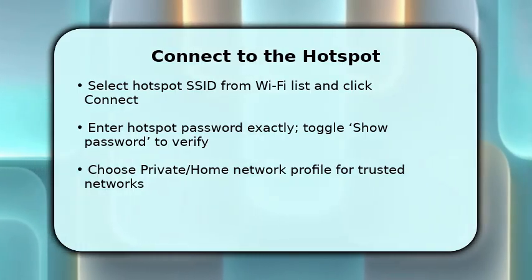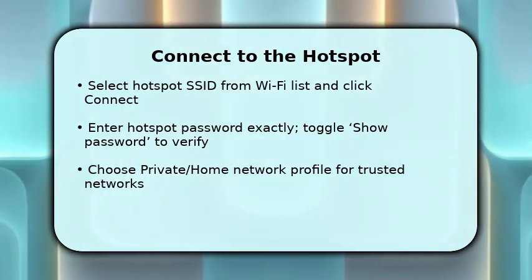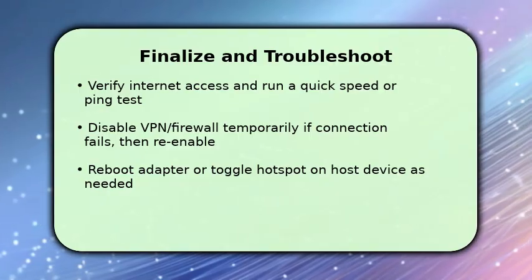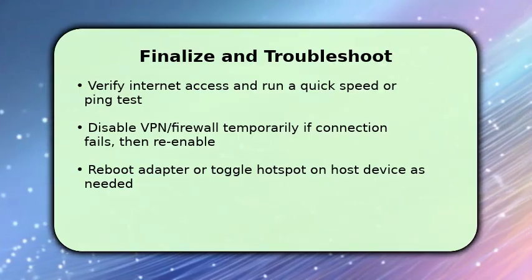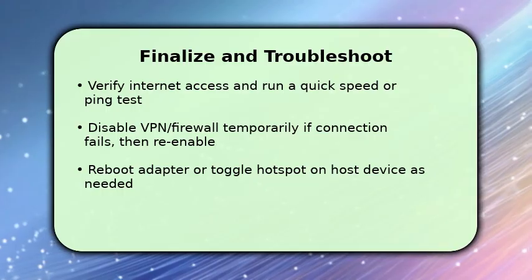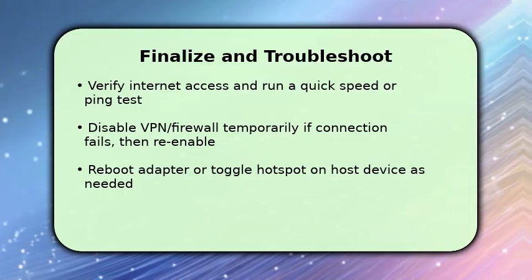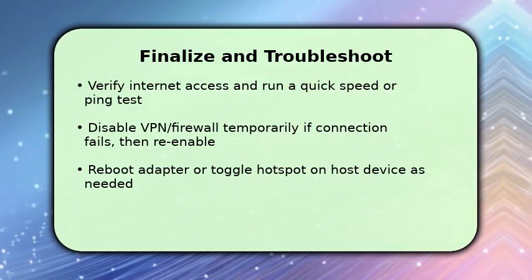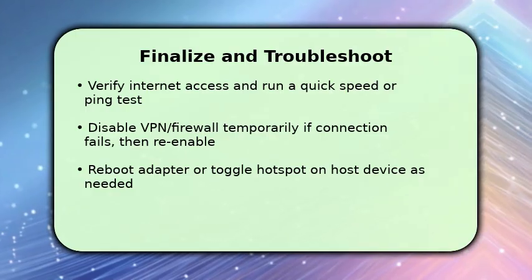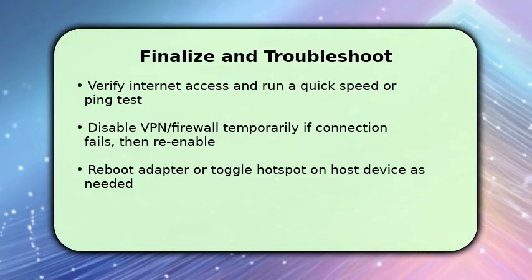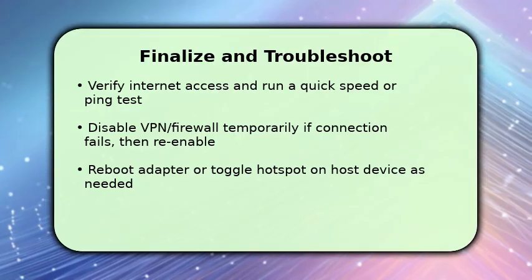You finish by verifying connectivity and fixing common errors. Open a browser and load a page or run a quick ping to confirm internet access. Speed tests help identify slow links. If you cannot access the web, temporarily disable VPN or firewall to isolate the issue, then re-enable them once resolved.